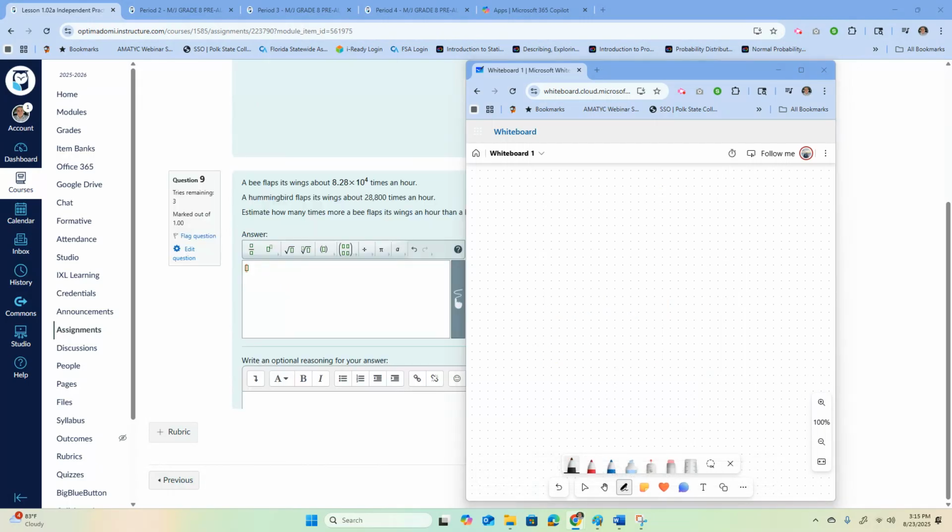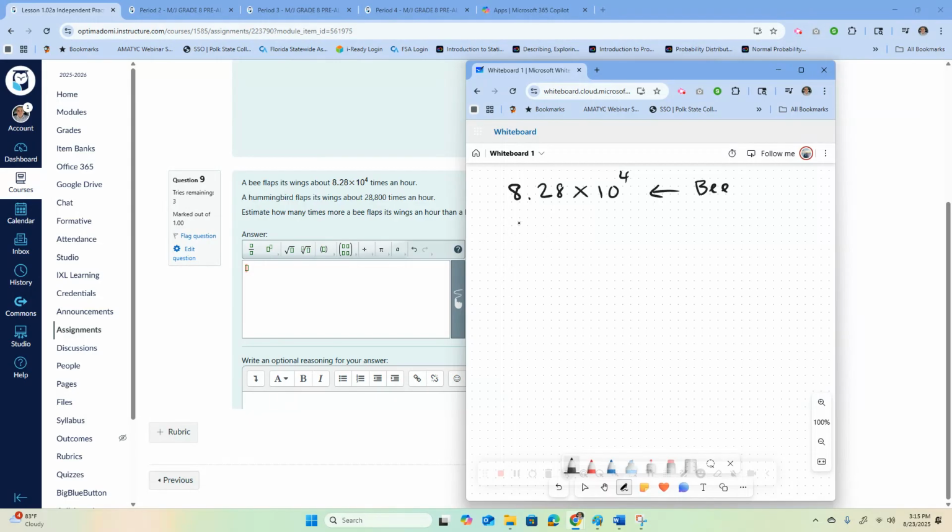Here's problem number 9, the last one of this homework. And they ask you to do the following. A bee flaps its wings about 8.28 times 10 to the 4th power. This is the bee. A hummingbird flaps its wings about 28,800 times an hour. So here's what you're going to do.